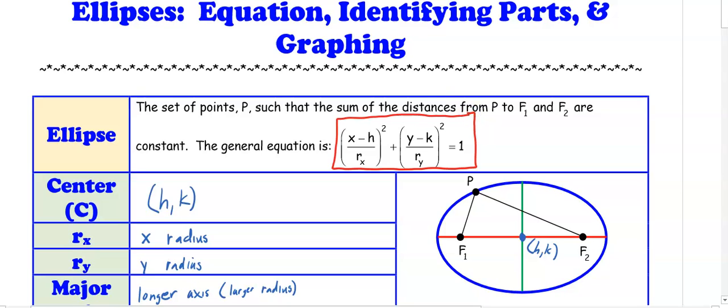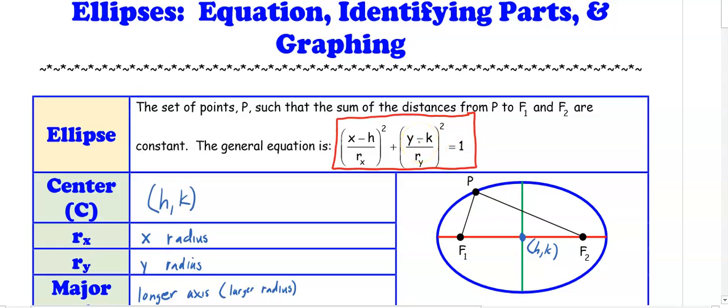The general equation, this is the important thing that we need to know, is parenthesis x minus h over rx squared plus y minus k over ry squared equals 1. Now, a difference between an ellipse equation and a circle equation is that an ellipse is always going to be equal to 1, and it's going to have fractions in the squares.